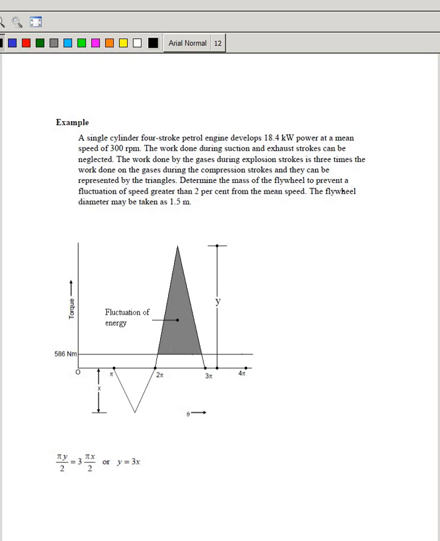Determine the mass of the flywheel to prevent a fluctuation of speed greater than 2% from the mean speed. The flywheel diameter may be taken as 1.5 meter.